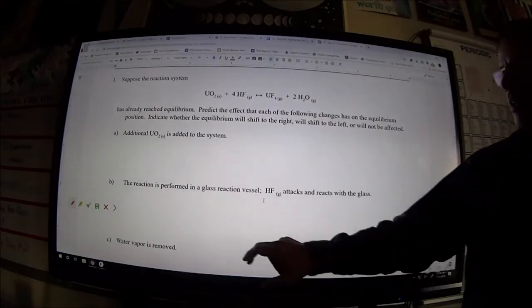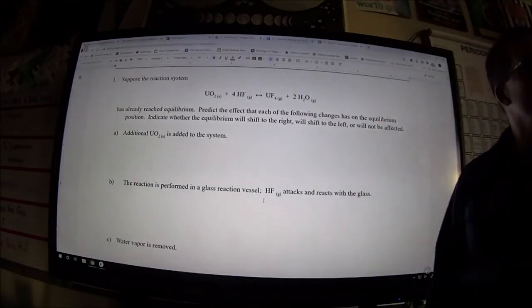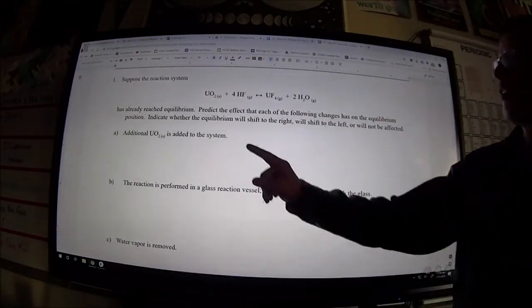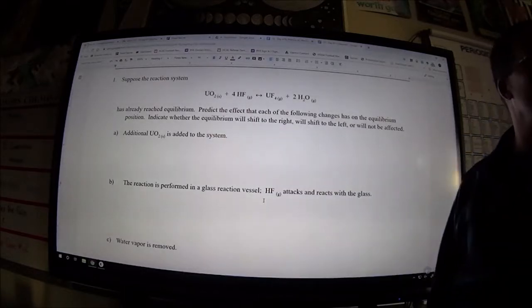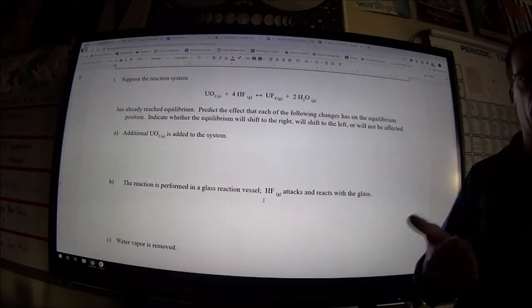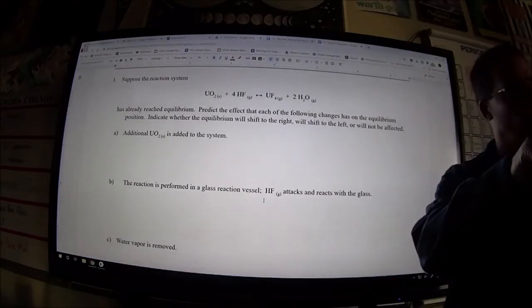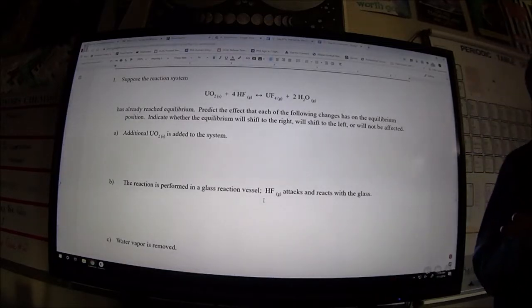Does anything about your equations or your concentrations change if you add more? Nothing will change if I add more solid to a system at equilibrium, because it's about the gas, or the aqueous if we had aqueous. So if I just sprinkle more solid in there, it won't change anything.